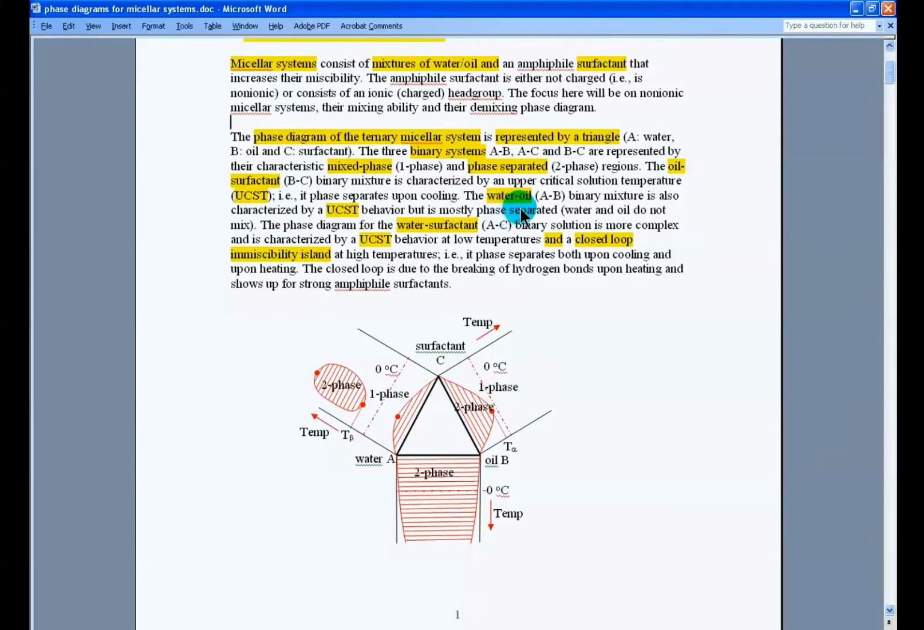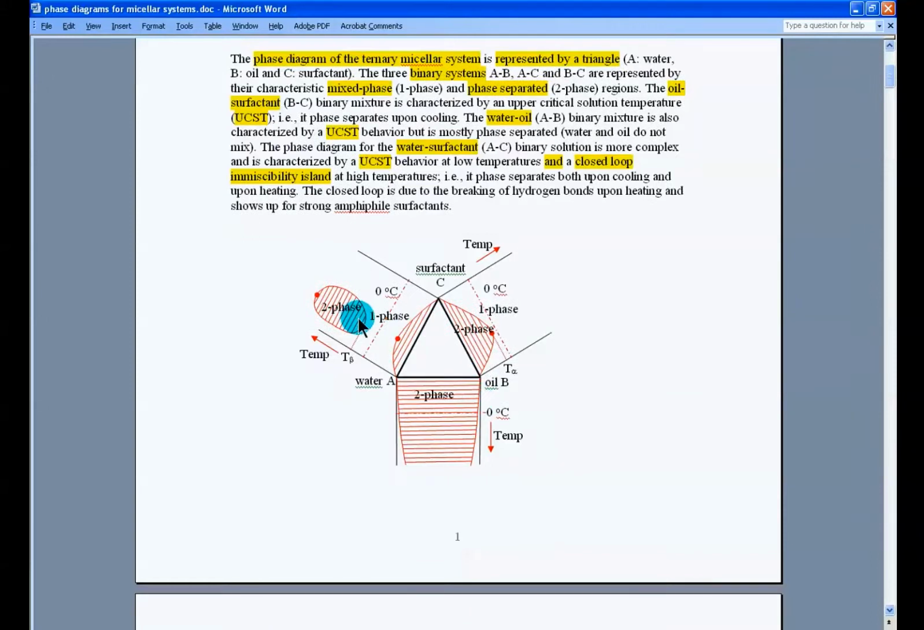The water oil system is also a UCST, 2 phase system at low temperature, but contains a closed loop immiscibility island also. 2 phase, 1 phase, 2 phase, 1 phase. That's the water surfactant diagram, AC. Whereas the water oil system is always in the 2 phase region. Water and oil do not mix. So this is almost like the schematics of the ternary phase diagram, of the 3 binary phase diagrams.